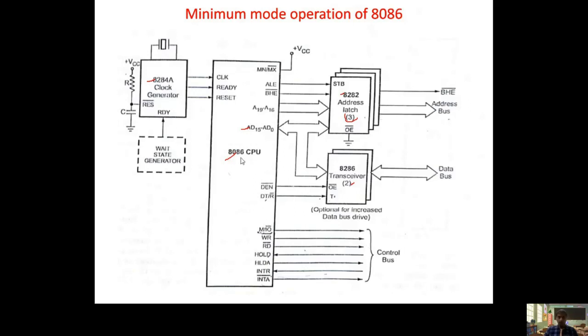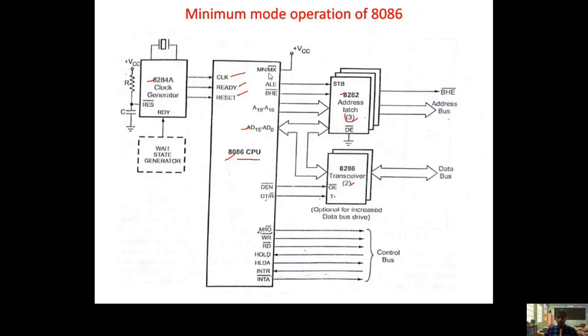Coming to the first, 8086. We know 8086 has 40 pins, which I am indicating here. Now let us see first that 8086 receives 3 pins of information from the clock generator: clock, ready, and reset. I explained this in the last slide. These 3 signals come from the external clock generator, with the 5 MHz clock frequency coming from the clock generator to the clock pin. Ready is also coming, and then the reset signal also comes from the clock generator.